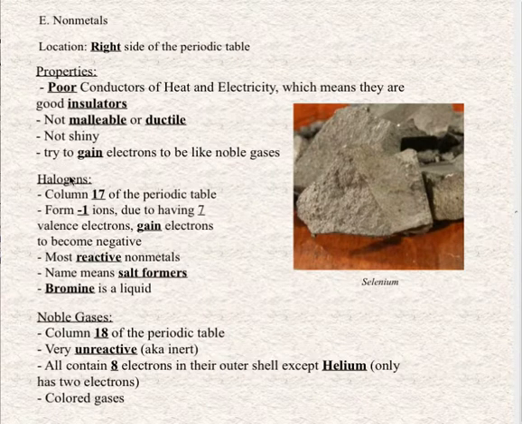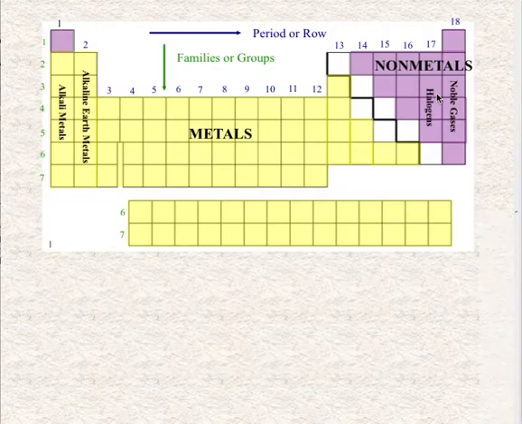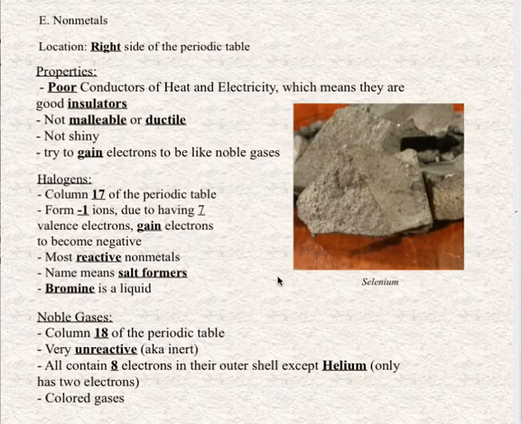There's two groups that we're going to look at. The first one is halogens, and the second one is noble gases. And if you look here, you can see the halogens are right here in column 17, and the noble gases are right here in 18. So they're kind of like the total opposite of the alkali metals and the alkaline earth metals.